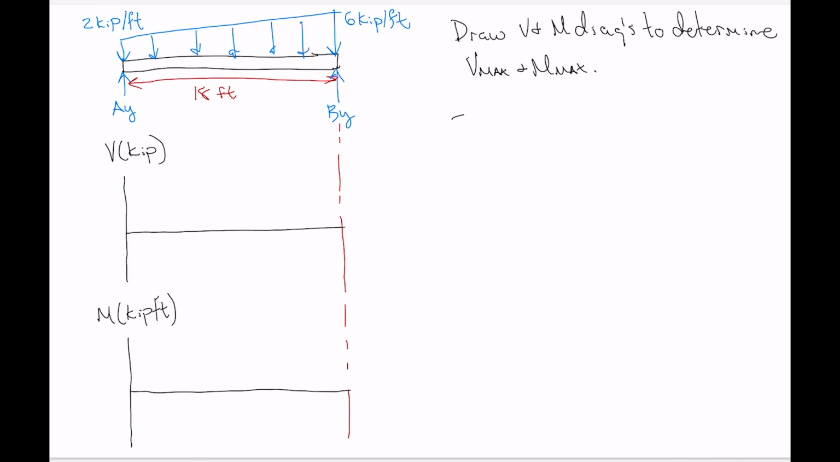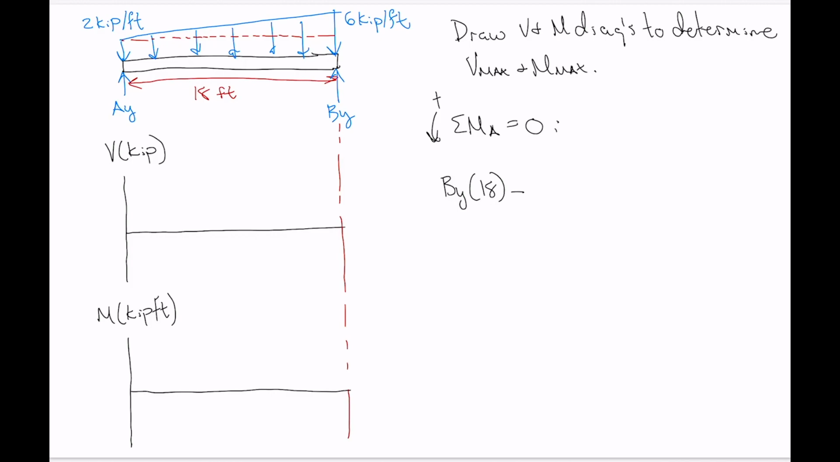So sum of the moments about point A, let's say, has to be equal to 0 for this beam, positive direction counterclockwise, which I like to take. So in the counterclockwise direction, we've got the effect of By, so By multiplied by its moment arm of 18 relative to point A, and in the other direction, we've got the distributed load. So the best thing to do with a distributed load like this is just to break it up into a rectangular section and then a triangular section.